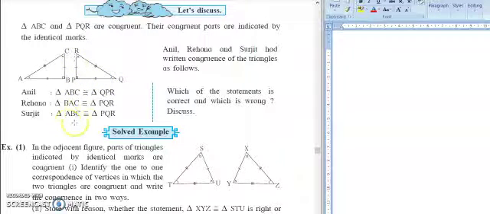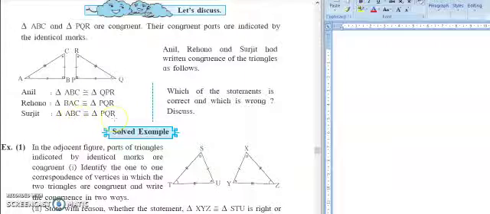Okay, now let us see the third one. Surjit. What has Surjit written? Triangle ABC is congruent to triangle PQR. Now this is ABC and PQR. Now let us see. First side AB should be congruent to PQ. So this AB is congruent to this PQ. Yes, both these are indicated by two vertical lines, so both these are congruent.